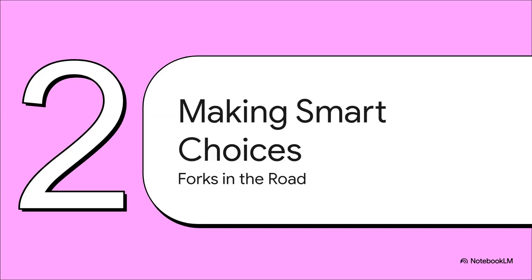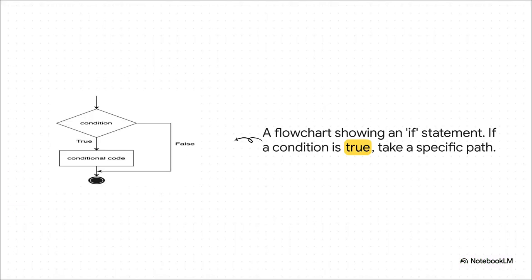But what happens when you need your code to actually think for itself? To react differently depending on the situation. Well, that's when we start adding some forks in the road, using what are called conditional statements. And this flowchart right here shows that first, simple fork in the road. Our program gets to a decision point, that diamond shape, and it asks a simple question. If the answer is true, it zips off down a special path to run some specific code. If the answer is false, it just skips it and keeps on going.